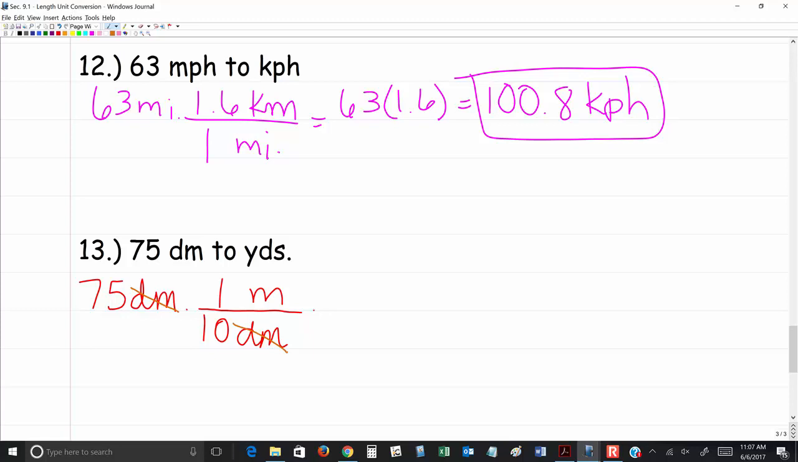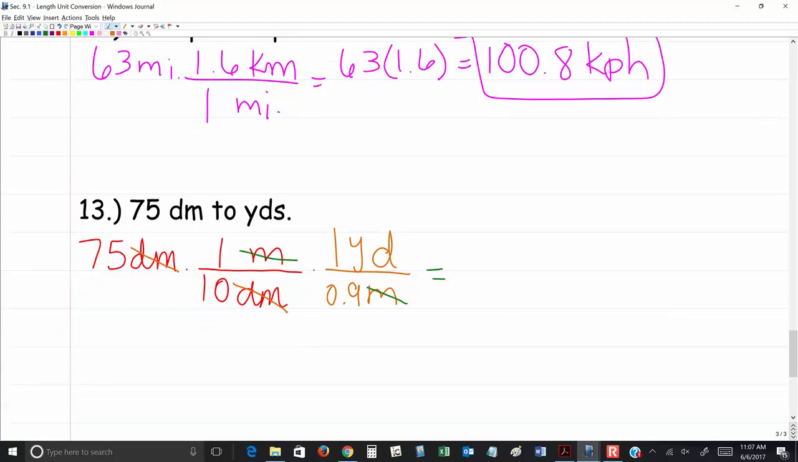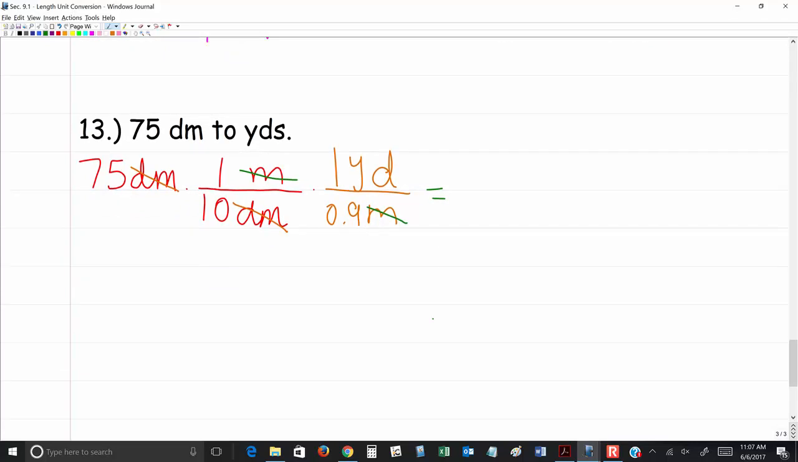Okay, oh, well, let's see. It's so easy. Oh my gosh. I thought it was going to be a lot longer. 1 yard equals 0.9 meters. So just put meters down here, 0.9, and on the top, we have 1 yard. And so that gets rid of meters. That gets us to yards, which is our desired destination. So to calculate the answer is going to be 75 divided by, parentheses, 10 times 0.9, which is approximately 8.33 yards.